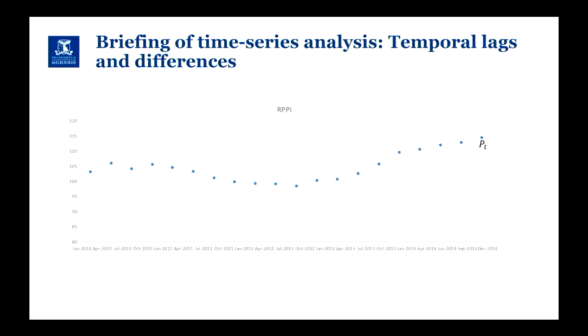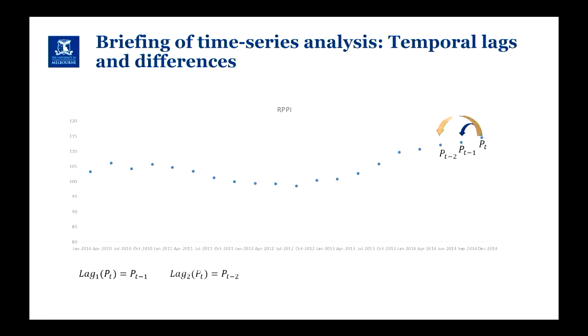So first is what is temporal lag? Suppose we just plot all the data of RPPI along the timeline, and this data we call PT, and then we will have a lag 1 of PT, whose value equals the value in the previous time period. So that's lag 1 PT equals PT minus 1.